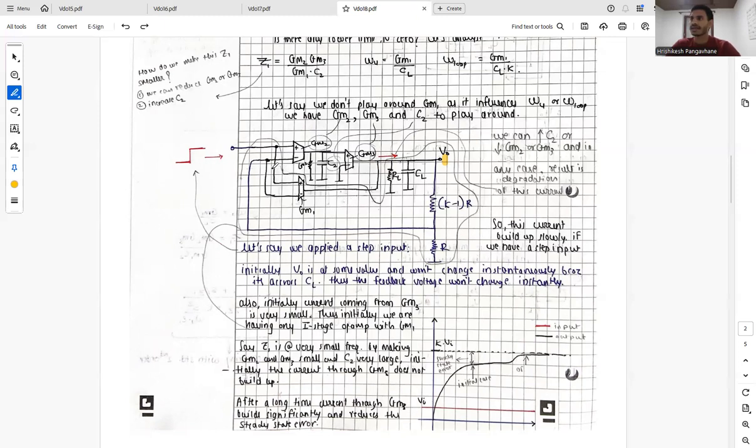And we can say that initially when the step is applied, the only stage which is working is the first stage of our op-amp, and our second stage is not working initially when the step input is applied, because the current is taking time to build up from the second stage.